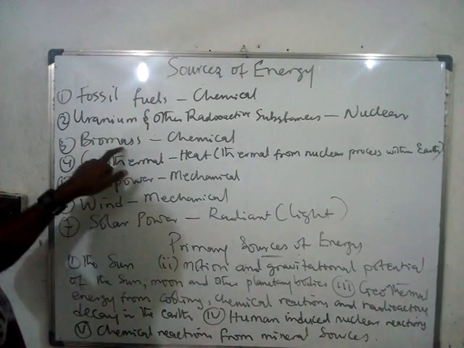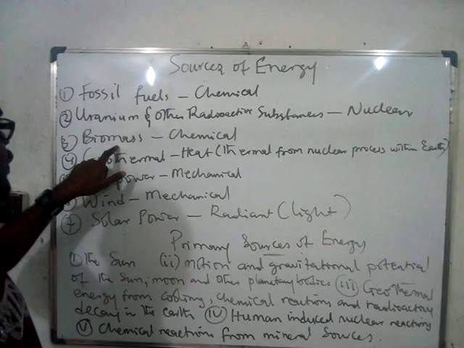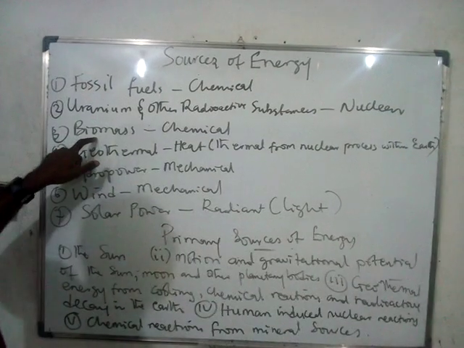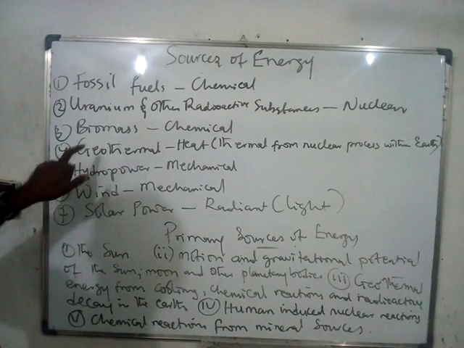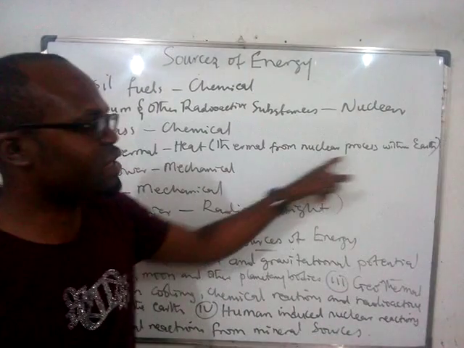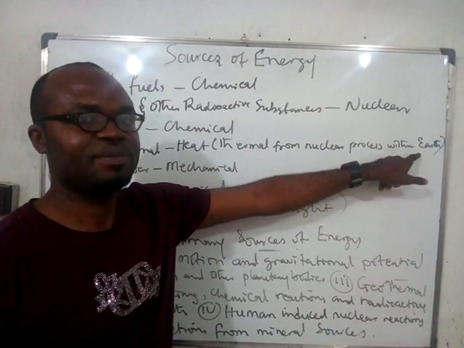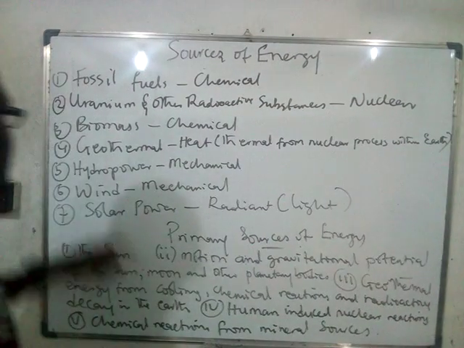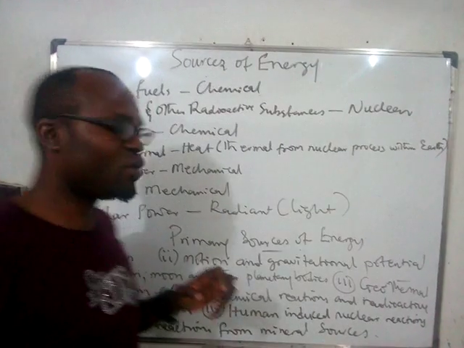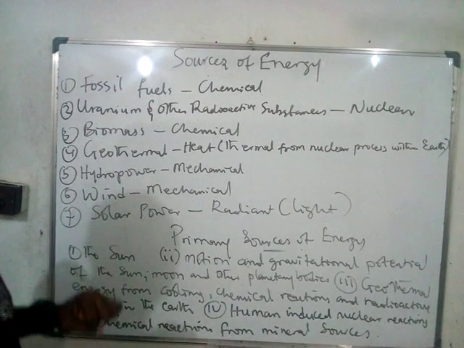Here we talk about things from biological materials like wood and other sources. We have geothermal energy, which is actually heat energy from nuclear processes within the earth, volcanic eruption and all this. Then we have hydropower, which is mechanical energy from water. It's actually a mechanical form of energy.